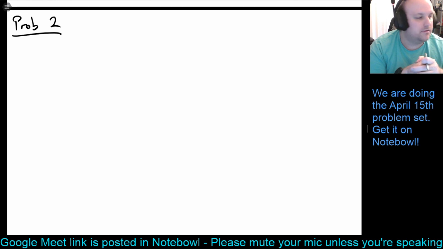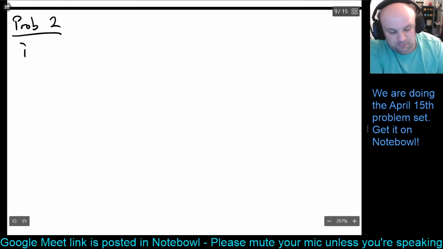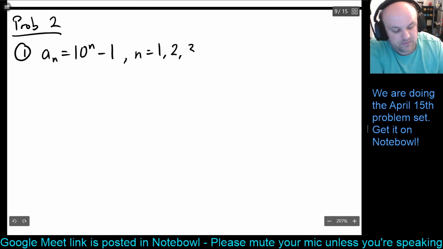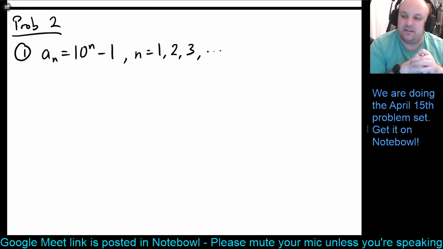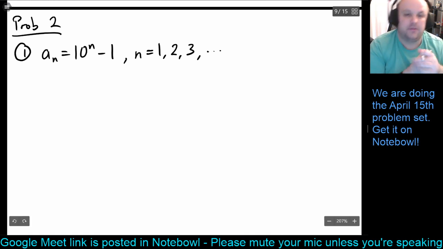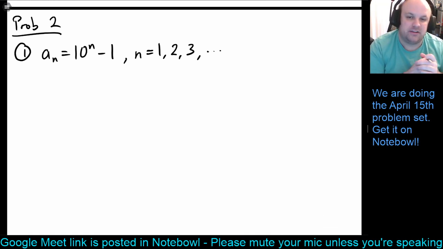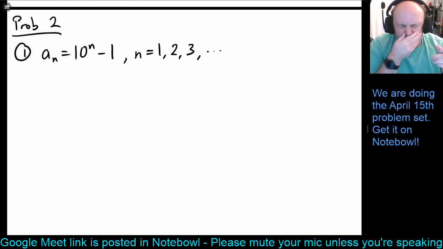All right. Okay. So problem 2, part 1. The questions in problem 2 are saying, write out the first 4 terms of the sequence, and then find the limit of the sequence. So what is it converging to, or does the sequence diverge? What's going on?